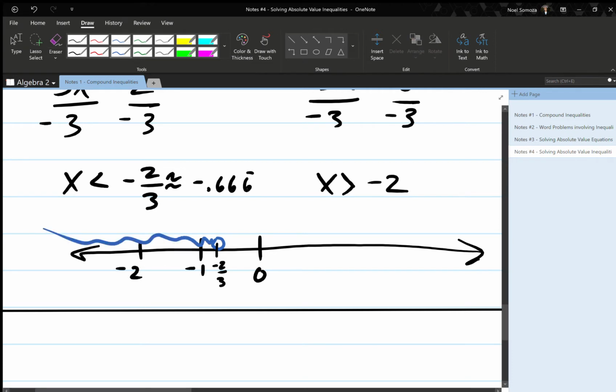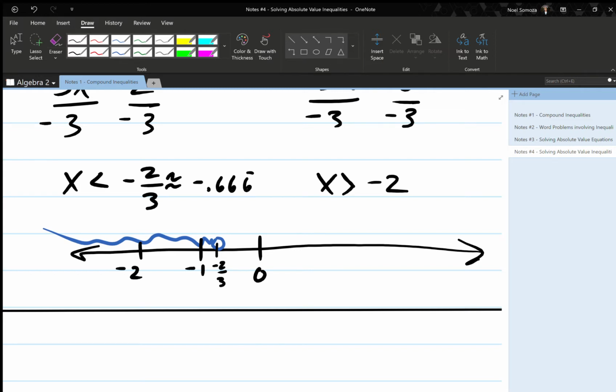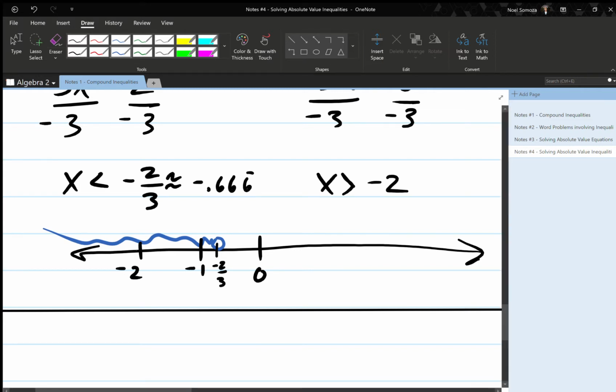And then at negative 2, what do we got? Open circle. And which way do we shade this time? To the right. Okay.